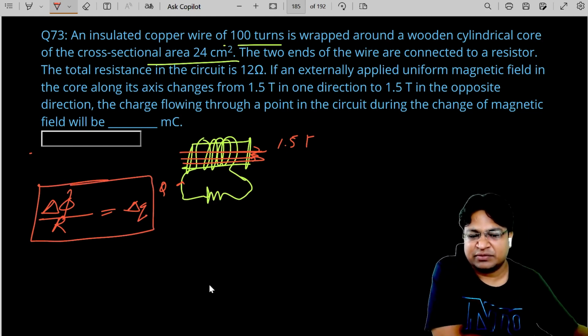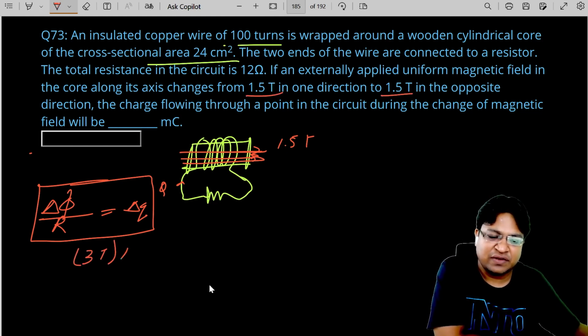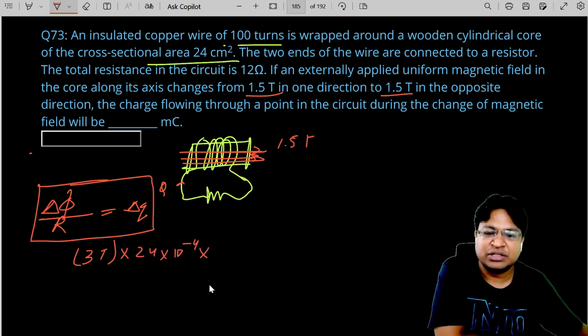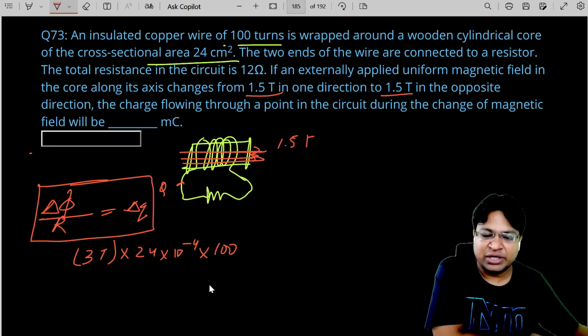What is the change in flux here? What is the change in flux? So change in flux can be written as change in magnetic field, which is 1.5 minus (minus 1.5). So 3 Tesla is the change in magnetic field. Area is how much? It is 24 into 10 raised to power minus 4. How many turns were there? 100. Okay, so BAN. Delta B into A into N divided by the resistance, which is 12. That will give us the answer.